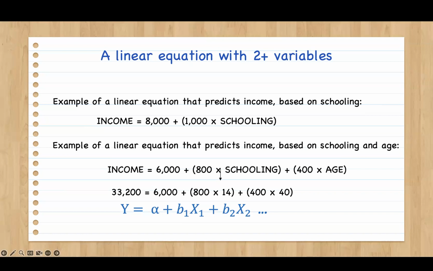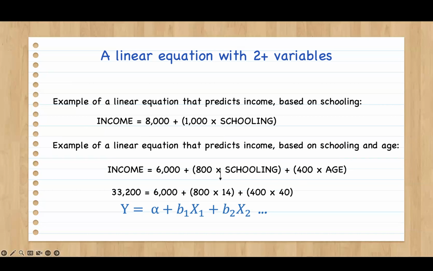For example, a linear equation that predicts income with one independent variable, schooling. The equation is income equals 8,000, the intercept, plus 1,000 times schooling. 1,000 here is the coefficient, the slope of the straight line. Next, we want to add one more independent variable, age, as a predictor of income. The equation is income equals 6,000 plus 800 times schooling plus 400 times age.